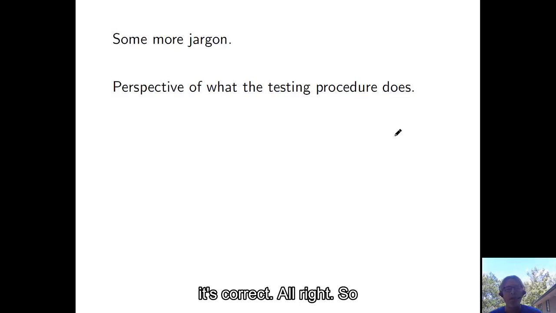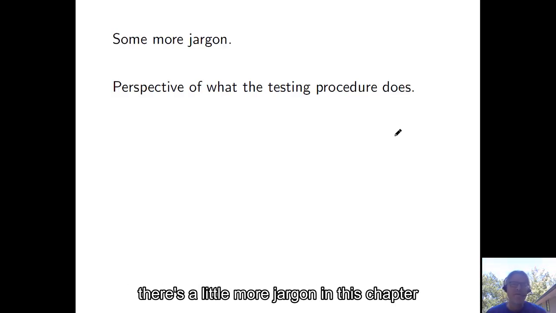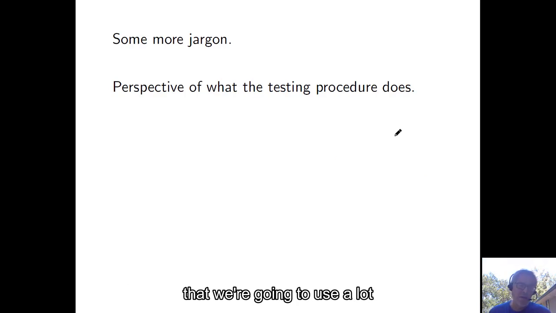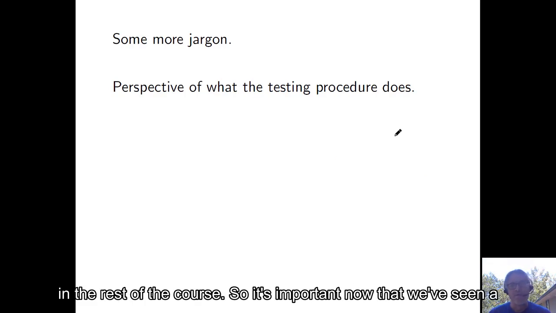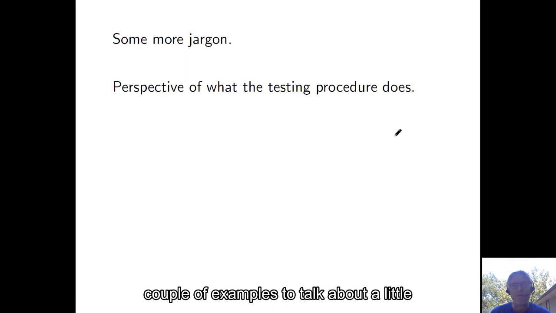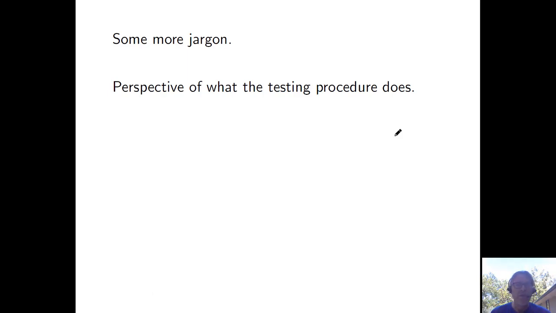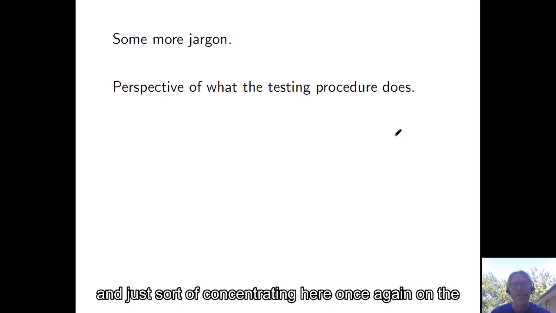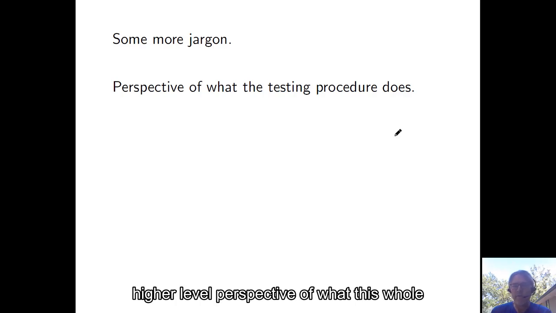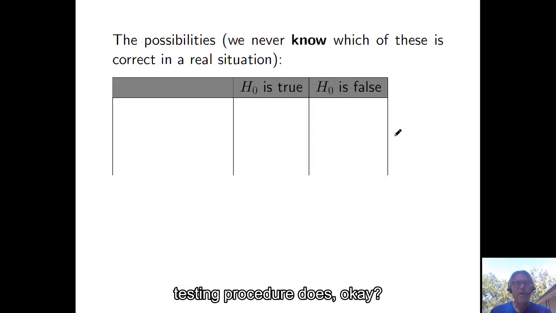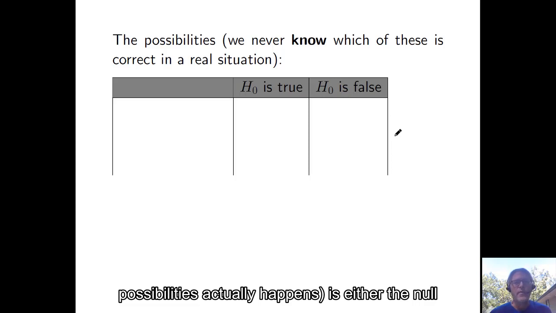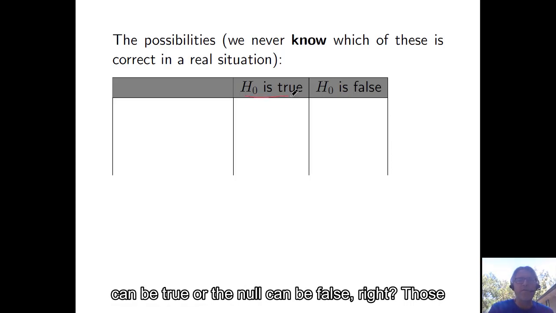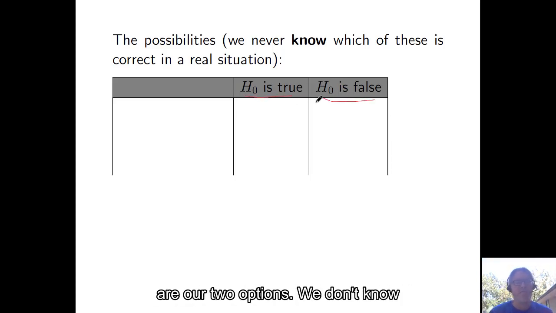it's correct. All right, so there's a little more jargon in this chapter that we're going to use a lot through the rest of the course, so it's important now that we've seen a couple of examples to talk about a little more of the terminology that we use, concentrating once again on the higher level perspective of what this whole testing procedure does. Okay, so the possibilities when we do a test, we never know which of these possibilities actually happens. The null can be true or the null can be false, right? Those are our two options. We don't know which column we're in.